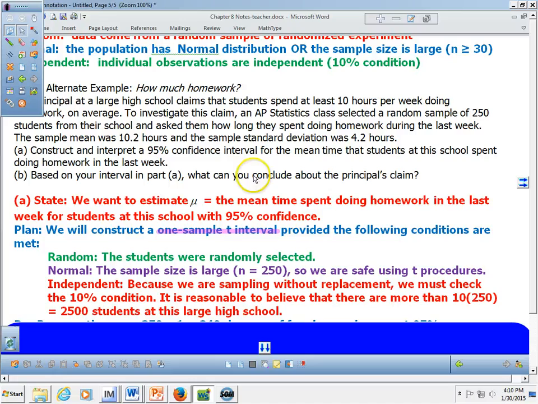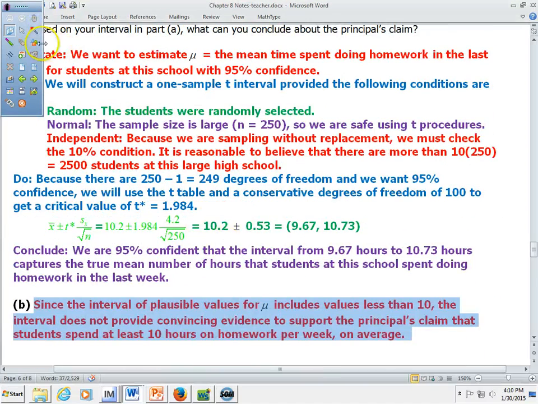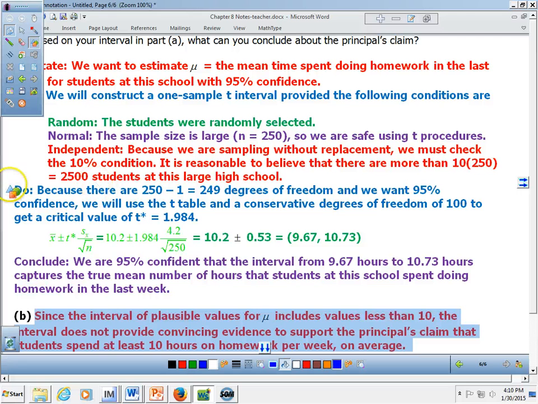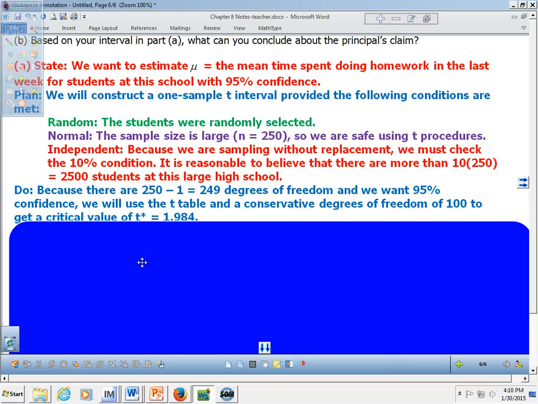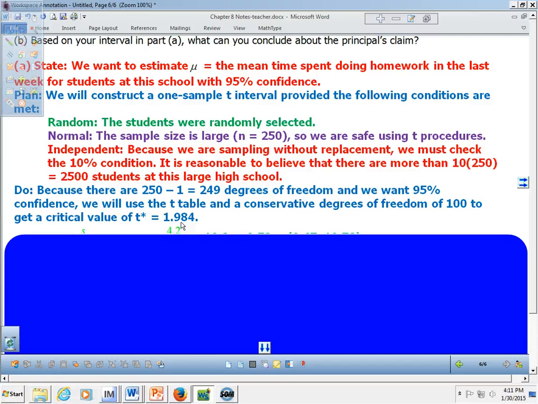Good. We're ready to go ahead and actually do our confidence interval. Because there are 250 in our sample size, that means there are going to be 249 degrees of freedom. And we want 95% confidence. So if you go into table T, you're not going to find 249 in your table. So we're going to have to round down to 100 to get a critical value, t star, of 1.984. You need to go verify that. Make sure you can go find that t star of 1.984.